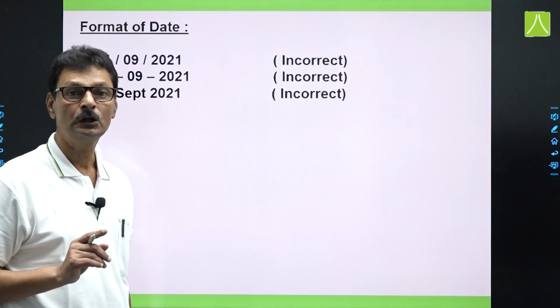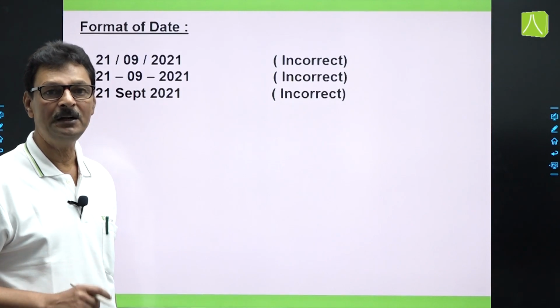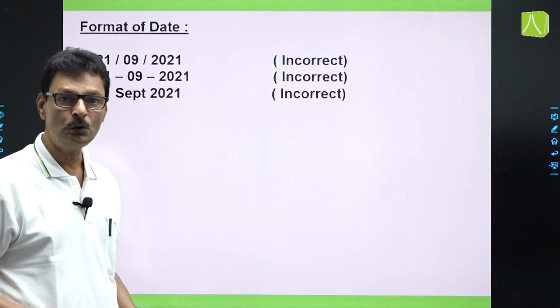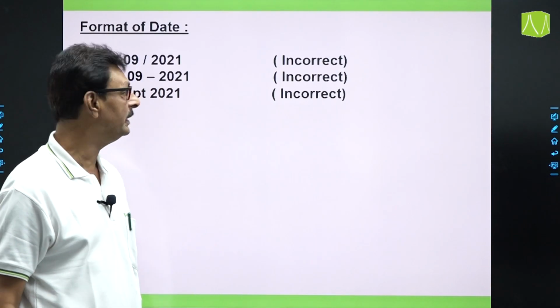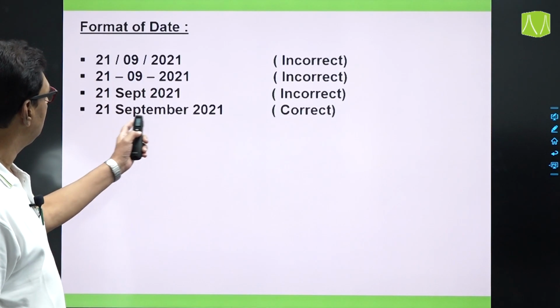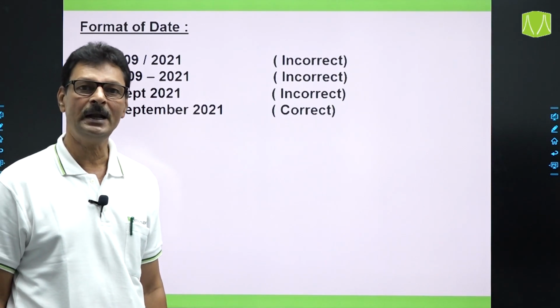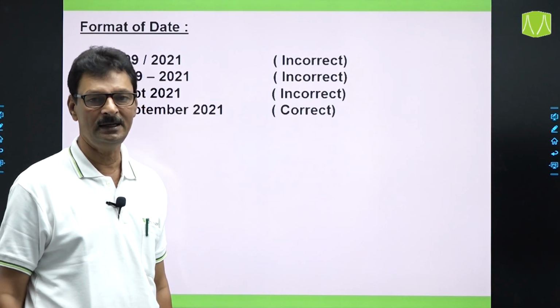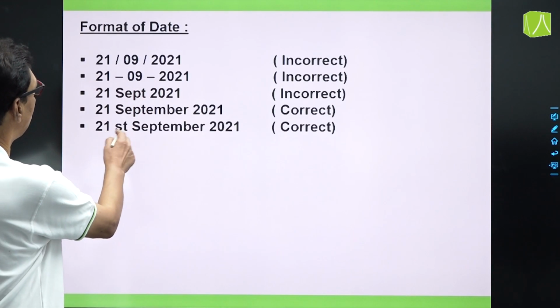Abbreviated months, not allowed. SEPT is not September in any of the dictionaries. Yes. So, do not use any abbreviations for the months. We have to write the complete date. 21 September is correct, and if you are habitual of writing ST, ND, RD as per the date, yes, you are allowed, and that too is correct over here.